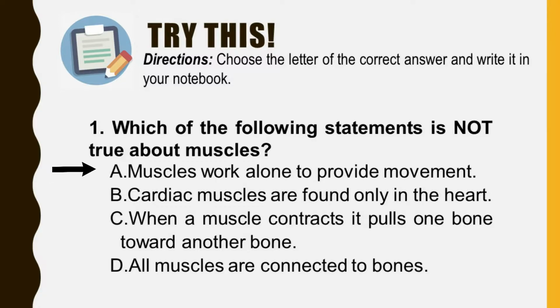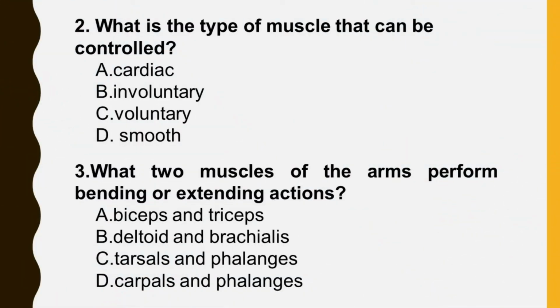A. Muscles work alone to provide movement. B. Cardiac muscles are found only in the heart. C. When a muscle contracts, it pulls one bone toward another bone. And D. All muscles are connected to bones. Number 2. What is the type of muscle that can be controlled? A. Cardiac. B. Involuntary. C. Voluntary. D. Smooth.